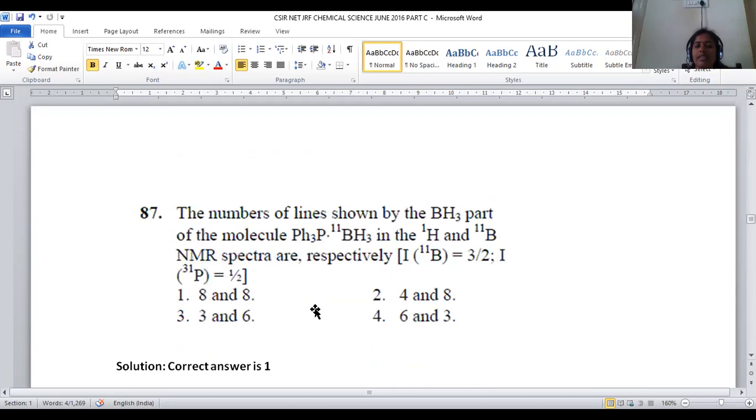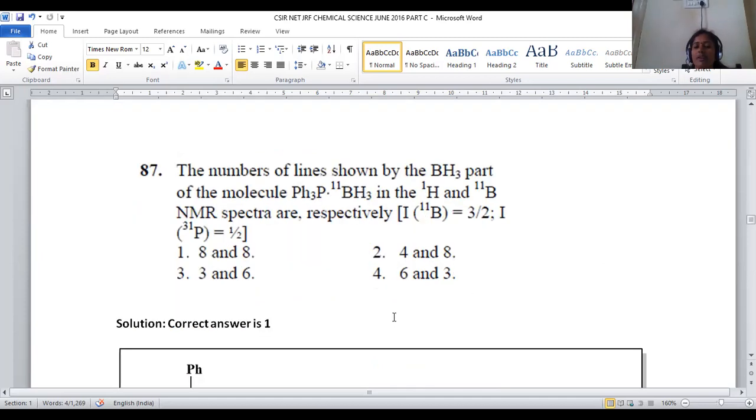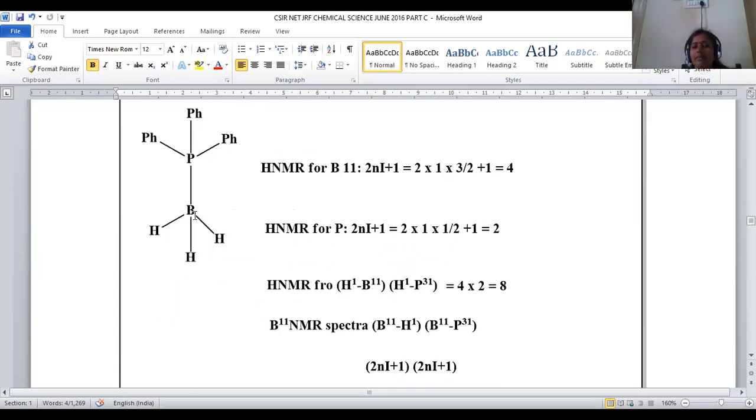Let us move on to question number 87. The number of lines shown by the BH3 part of the molecule PPh3·BH3 in the H1 and B11 NMR spectra respectively. The nuclear spin of B11 is given as 3/2. The nuclear spin of P31 is given as 1/2. For this, how many lines are possible for the BH3 part? We have to predict in 2 different spectra, one is proton NMR, the second is B11 NMR. This is the chemical structure of BH3·PPh3, with triphenylphosphine, and this is a borane unit. Both are bonded with a B-P bond.